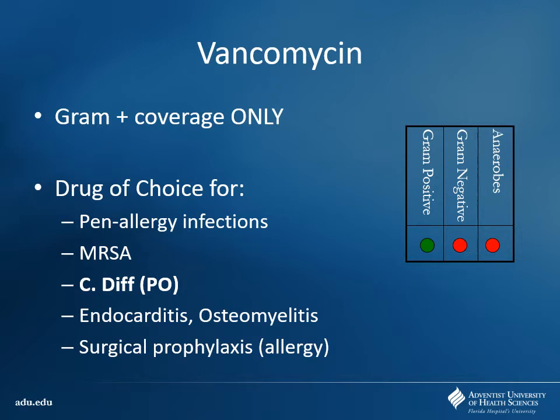But note, PO only. Okay, if I give someone with a C. diff infection IV vancomycin, it's not going to do me a lick of good. It cannot cross over into the GI tract to get that nice local action. However, if I give it orally, it's going to be able to go down, travel through the GI tract, get very high concentrations, and treat that C. diff.